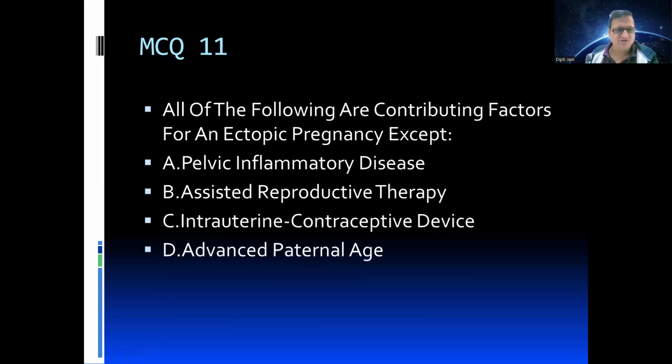adnexal ring. All of the following are contributing factors for an ectopic pregnancy except. It is asking for which is not a risk factor for ectopic pregnancy. PID is a risk factor, assisted reproductive therapy is a risk factor, and intrauterine contraceptive device is a risk factor. Advanced paternal age is not a risk factor, but advanced maternal age is a risk factor for ectopic pregnancy. So D is the answer.